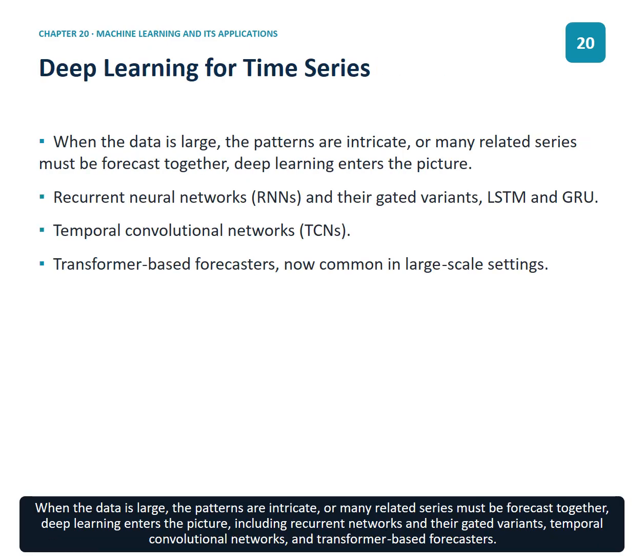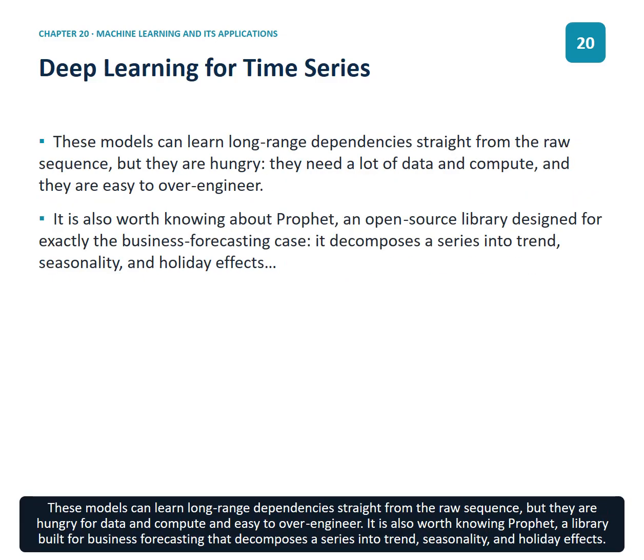When the data is large, the patterns are intricate, or many related series must be forecast together, deep learning enters the picture, including recurrent networks and their gated variants, temporal convolutional networks, and transformer-based forecasters. These models can learn long-range dependencies straight from the raw sequence, but they are hungry for data and compute and easy to over-engineer. It is also worth knowing Prophet, a library built for business forecasting that decomposes a series into trend, seasonality, and holiday effects.